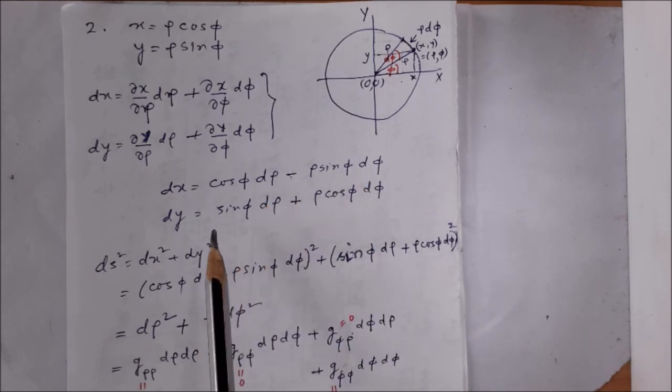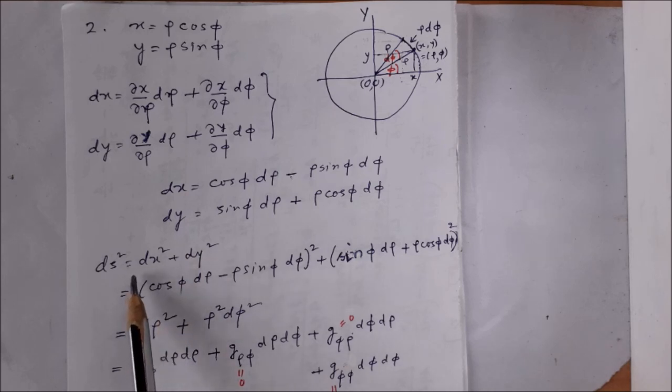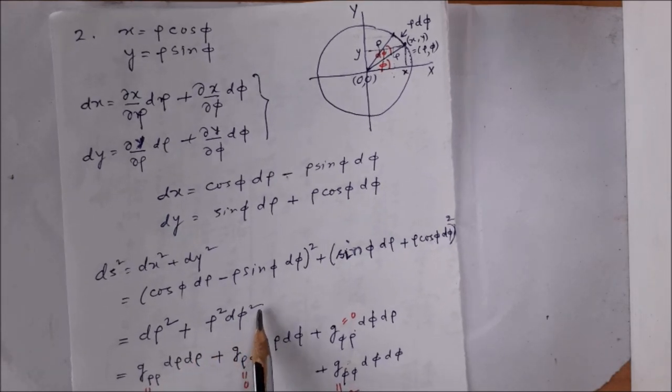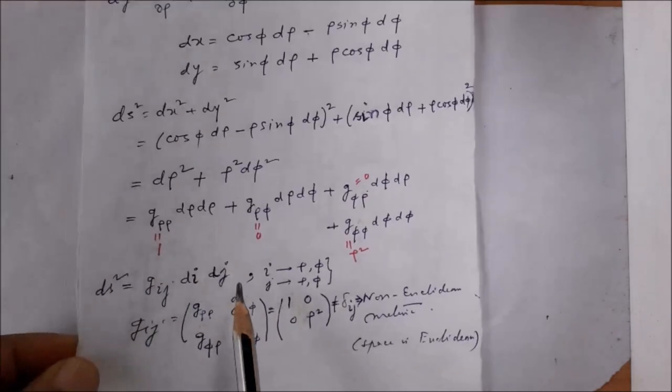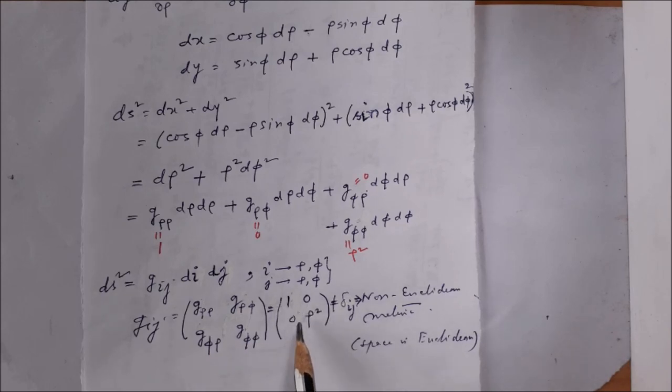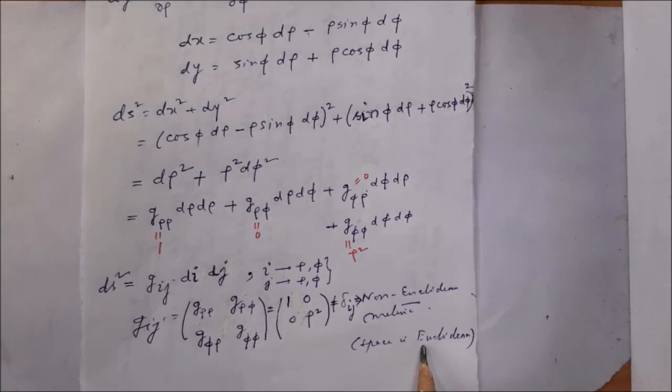Now put this in the metric ds squared to get d rho squared plus rho squared d phi squared, and see there are no cross terms because the variations are orthogonal. So the metric is (1, 0; 0, rho squared), and importantly it is non-Euclidean because it is not equal to the Kronecker delta, that is the (1, 0; 0, 1) form. So it is a non-Euclidean metric in a space which is Euclidean.